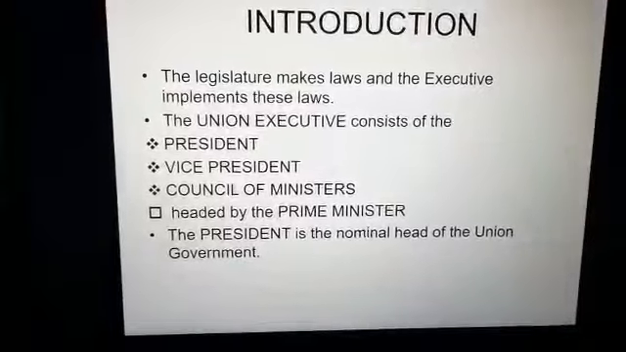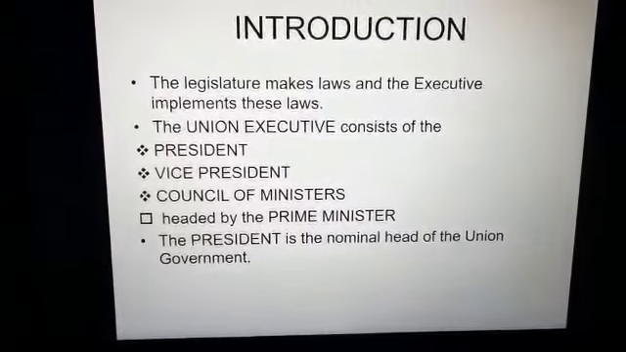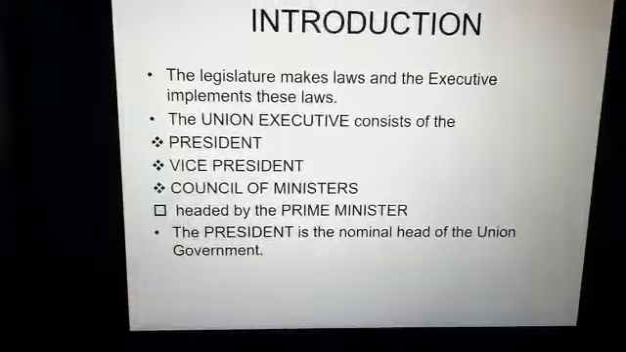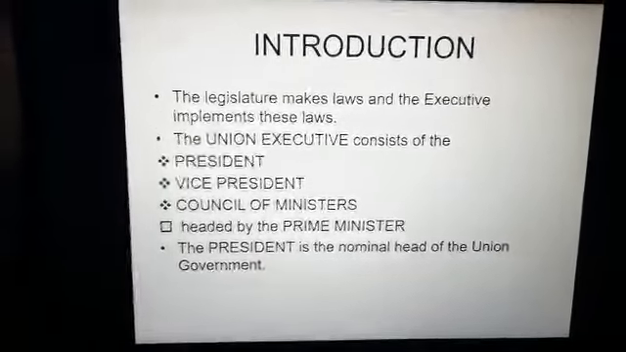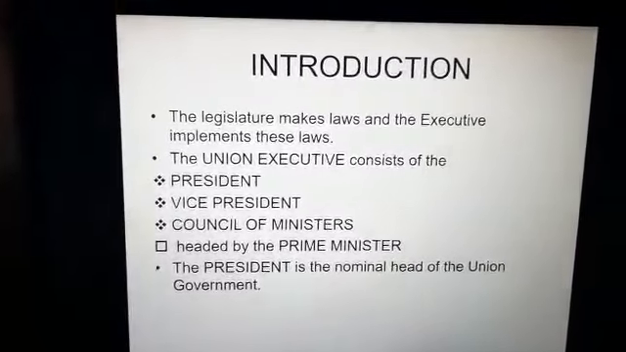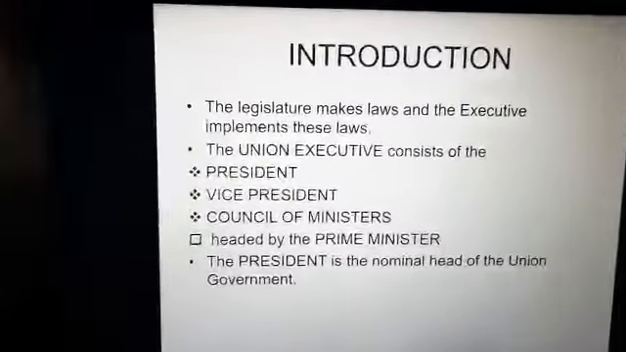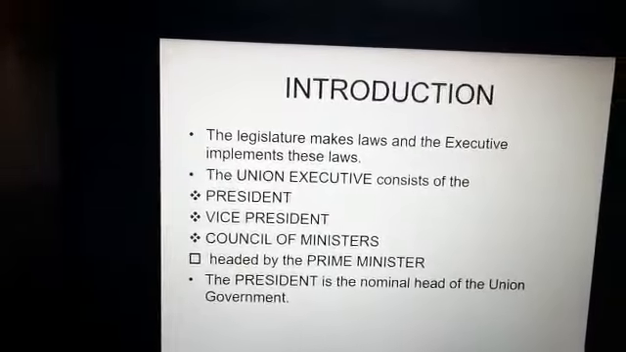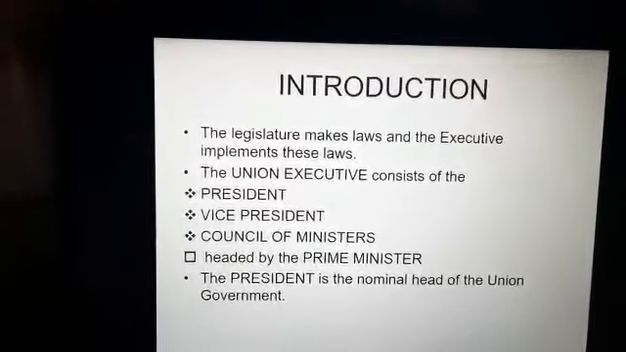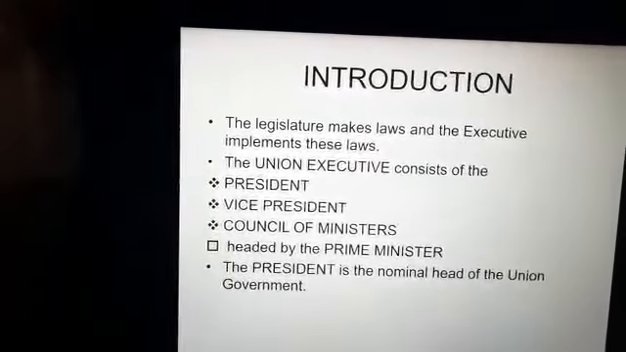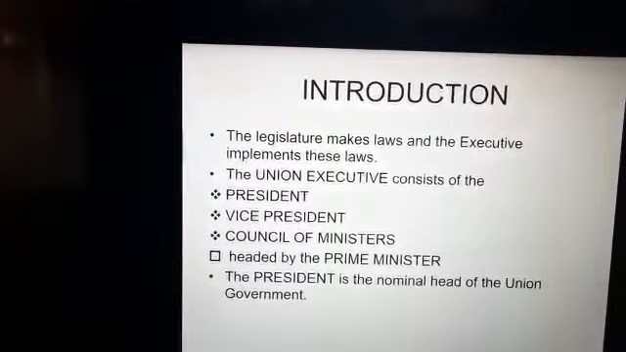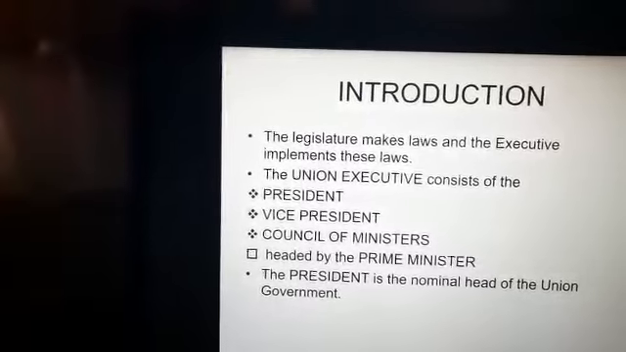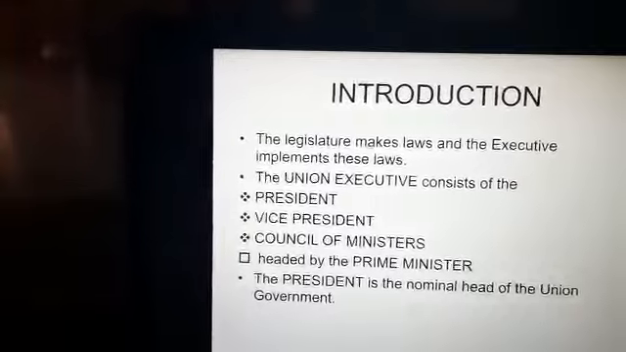Now, as I have told you, the legislature makes laws and the executive implements these laws. Now, who is the legislature? These are the houses of the parliament. And the executive are the president and the prime minister, who help the country to enforce the laws made by the legislature. Now the union executive consists of the president, vice president and council of ministers, and they are all headed by the prime minister. So the prime minister is their sole leader. Now the president is the nominal head of the union government.